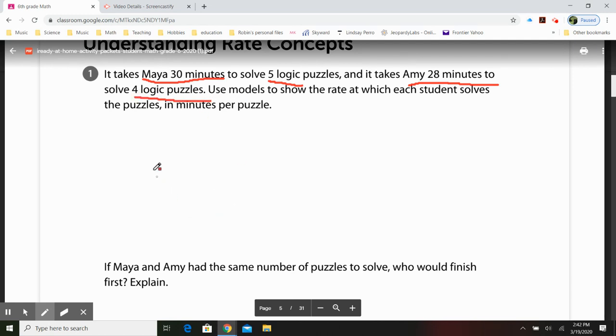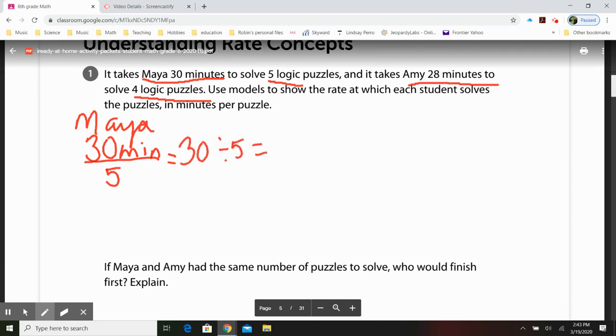So what I did to solve this is I just wrote out the rate first, or the ratio first. So Maya is 30 minutes for 5 puzzles, which if you figure out the rate for that, you're going to do 30 divided by 5, which gets you a rate of 6. Let me erase that and put that underneath there, which gives you a rate of 6 puzzles per minute.